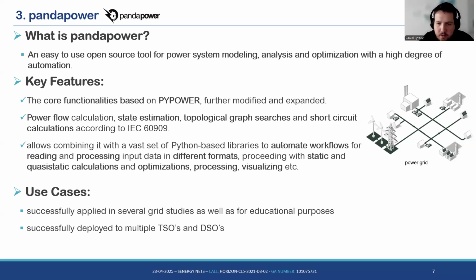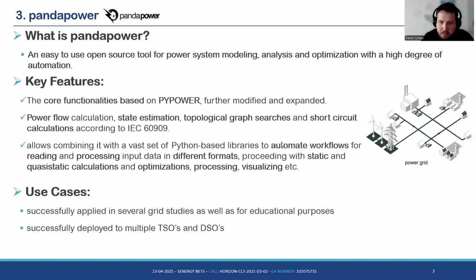And why is it so good to use Panda Power? Well, it's Python based, so you can connect a lot of different Python packages to it, like PyTorch for AI applications, PyOmo for optimization applications. You can also easily process input and output data with pandas. So it's very flexible and also very easy to automate your processes. So that's basically one of the big advantages of Panda Power.